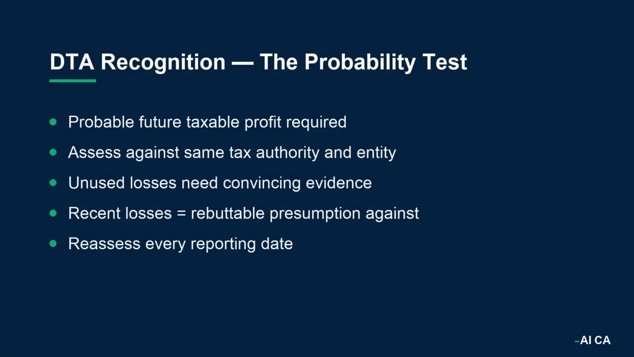Deferred tax assets require an additional hurdle. You can only recognize a DTA to the extent it is probable that future taxable profit will be available to utilize it. This is the judgment call that auditors focus on. For deductible temporary differences, the probability assessment is usually straightforward if the entity is consistently profitable. Unused tax losses are more sensitive. IAS 12 requires convincing evidence of future taxable profit, and the existence of recent losses is a strong indicator that recognition may not be appropriate without robust forecasts to support it.